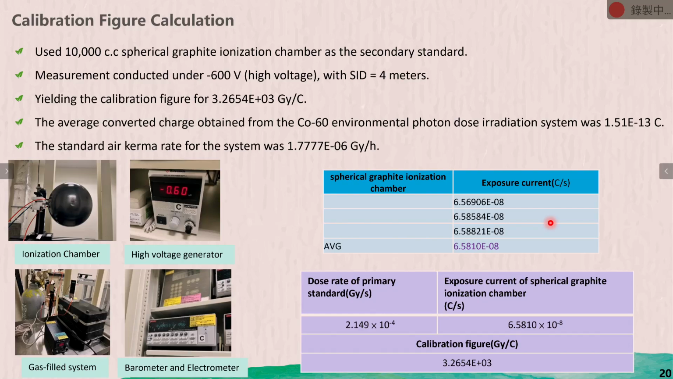Later we use the calibration system, the primary standard. There we calculate it and modify it, and we can know the calibration figure here. So we can know the average converted charge of the phantom, and later we can know the Kerma rate for it.